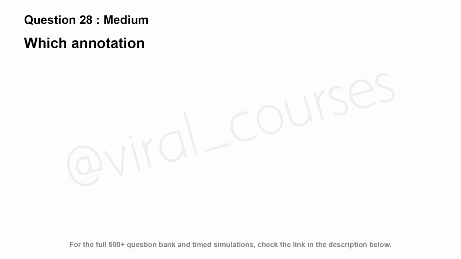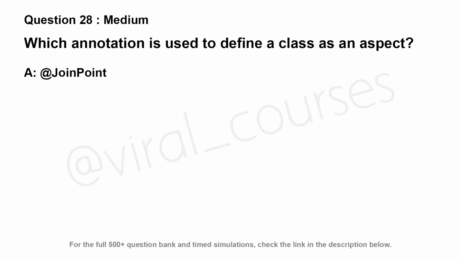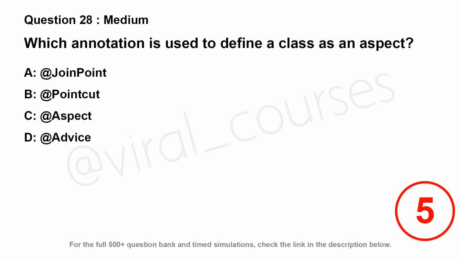Which annotation is used to define a class as an aspect? Option A, @JoinPoint. Option B, @Pointcut. Option C, @Aspect. Option D, @Advice.